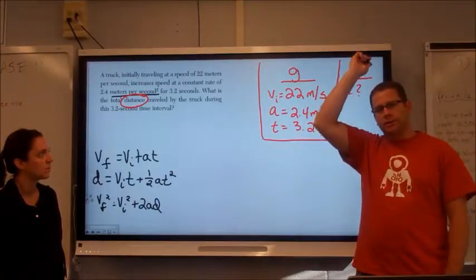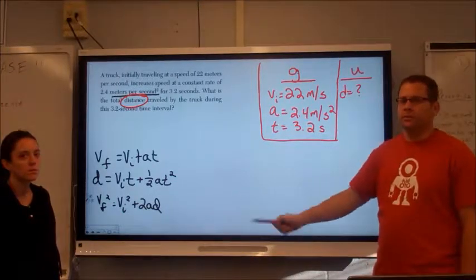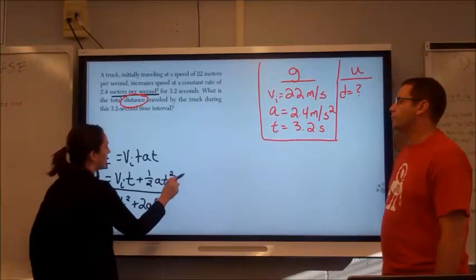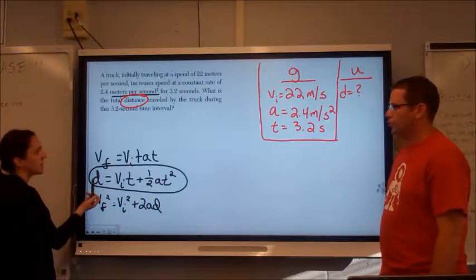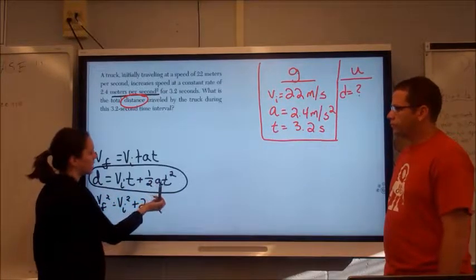My unknown is distance. Take a look at your equations. Which one should we use? Hopefully you were able to pick out that we should be using this second equation based on what we have. We're trying to solve for distance, we have initial velocity, we have time, we have acceleration, and we have time again.